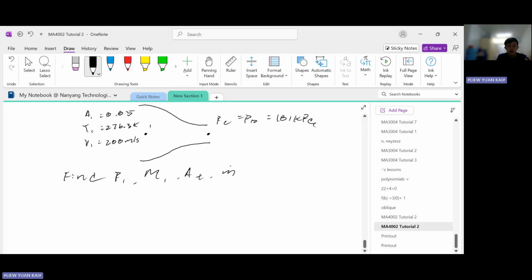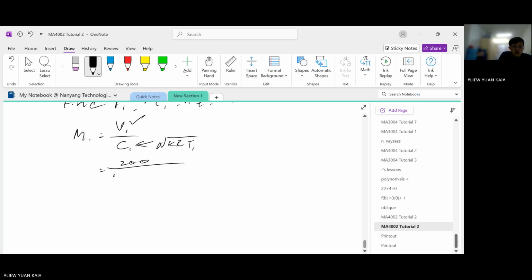So again, in compressible flows, you always want to find the Mach number first. So we can easily find the Mach number at point 1. Mach number is given by velocity divided by speed of sound. The speed of sound can be found using the square root of kRT1. So this is 200 divided by the square root of kRT1, which is 376.13. Okay, so your Mach number is 0.600, which is subsonic.